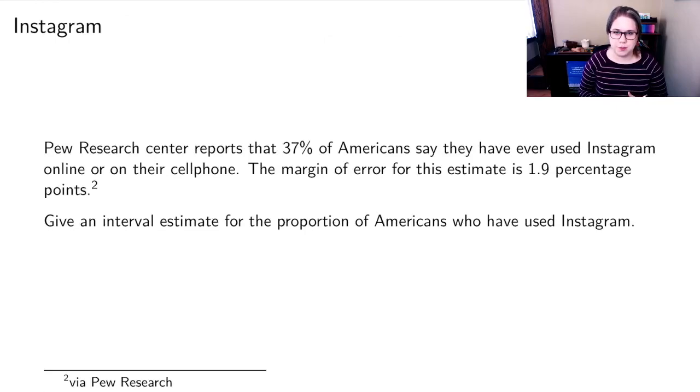So here's another example, again from Pew Research. They say that 30% of Americans have used Instagram online or on their cell phone, and they give a margin of error for this estimate. So I'd like you to try to give an interval estimate of the proportion of Americans who have used Instagram, and we can talk about that in synchronous class.